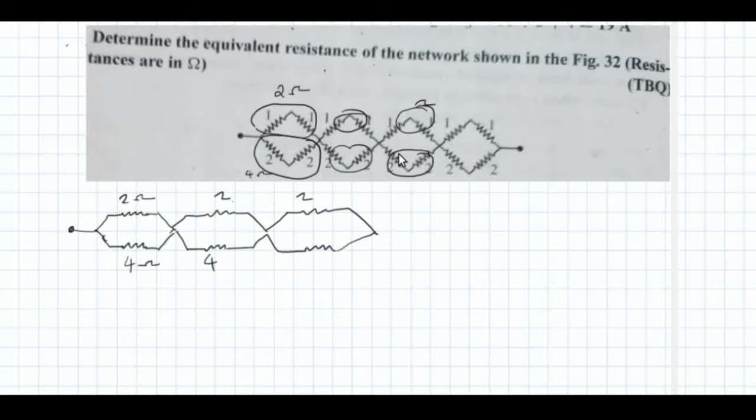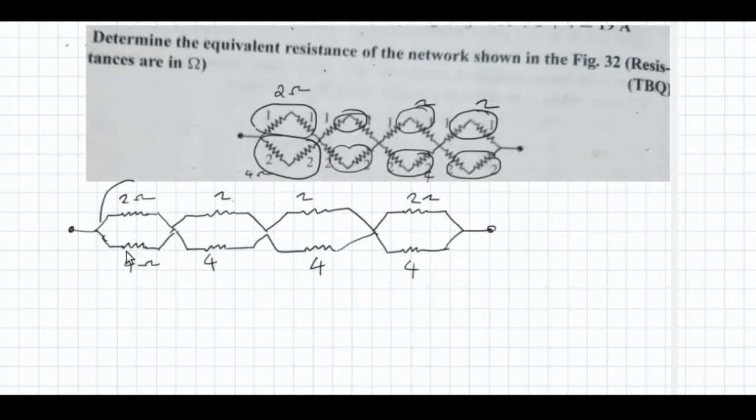Then similarly, there is one more section, which is the fourth section. For this section also, there is a 2 ohm branch and a 4 ohm branch. So this is how we are redrawing this connection. Now again, a close study will show that here 2 ohm and 4 ohm are in parallel.